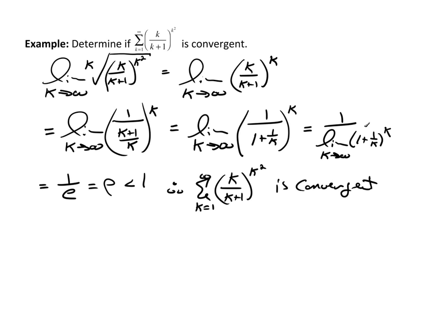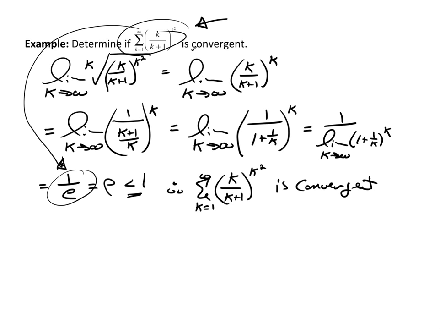Now, I am not saying that the series will converge to 1 over e. That's two different things. That's not actually what I'm saying at all. What I'm saying is that because the limit of the sequence goes to 1 over e, which is less than 1, the series will in fact converge. I'm not making any claim of what it will actually converge to, other than I know it will converge to a real number.